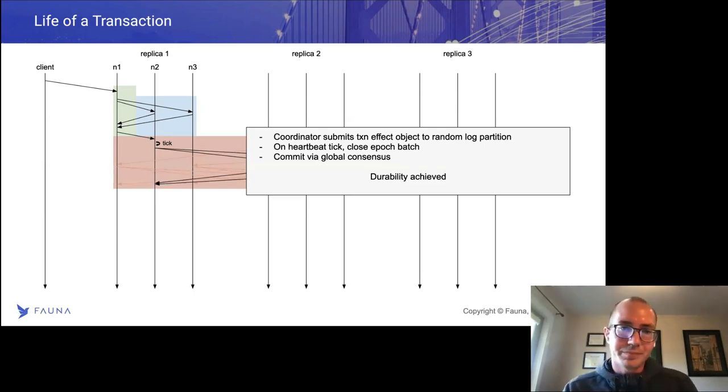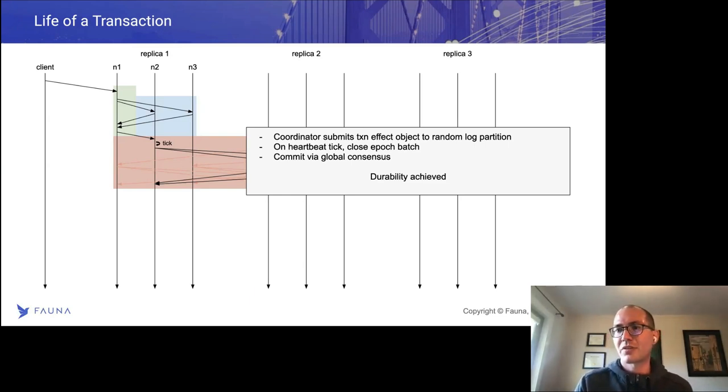Now we're getting on to the log role. While there are essentially these three stages in the commit, the important fact is that the only stage in the transaction process that requires any sort of global communication is what happens in the log stage of transaction processing. So the coordinator submits a transaction, the effect object, that tuple, to a random log partition.